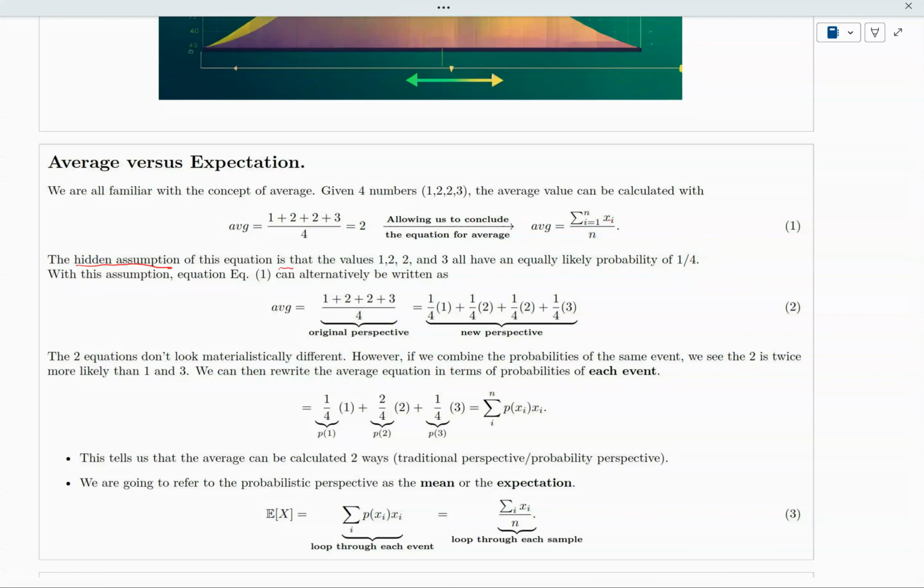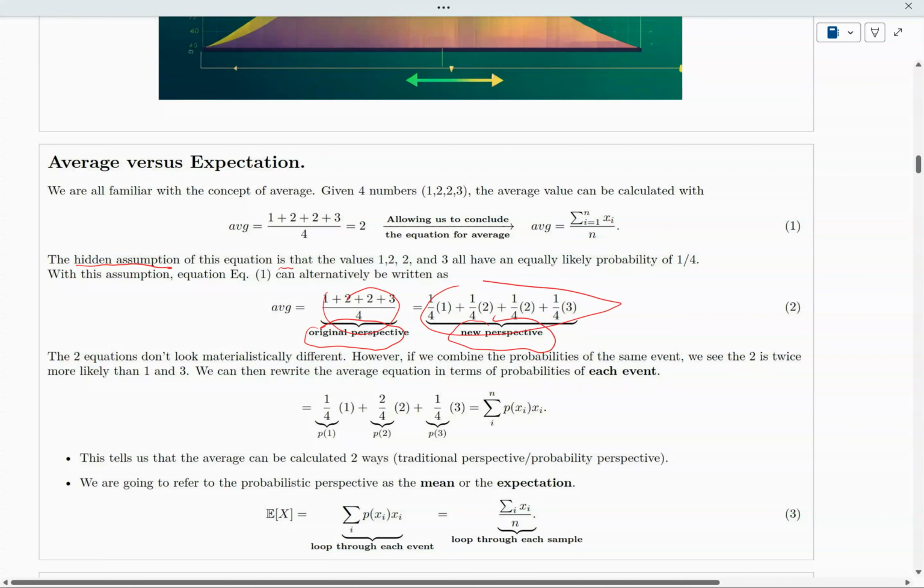The alternative perspective is to say that you got one and that was 1/4 of the total, right? So 1/4 you got a one, 1/4 you got a two, 1/4 you got a two again, and 1/4 you got a three. So these two perspectives, the equation and the result, are mathematically the same. However, looking at them this way versus this way, these are completely different perspectives. The two equations are not really different. However, they present a different way of looking at averages.